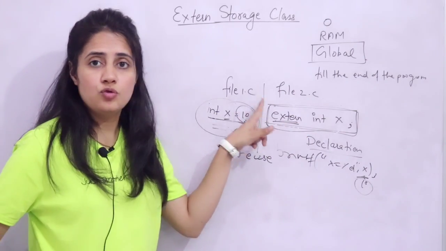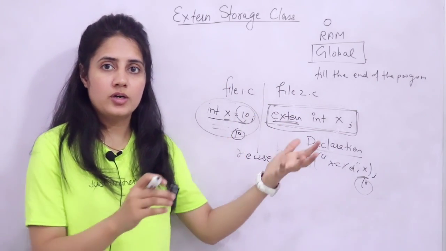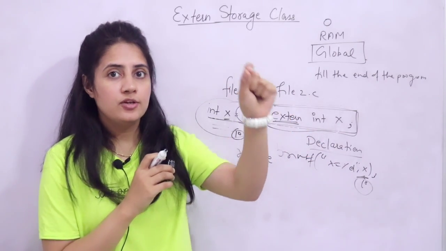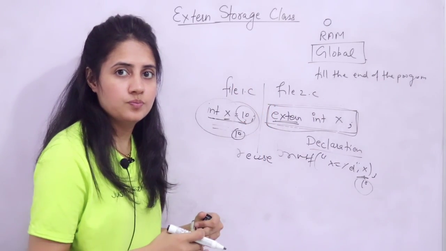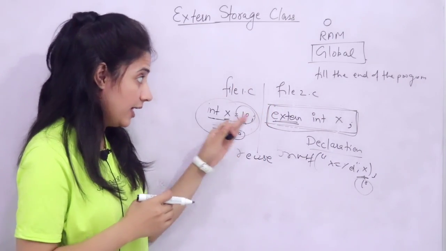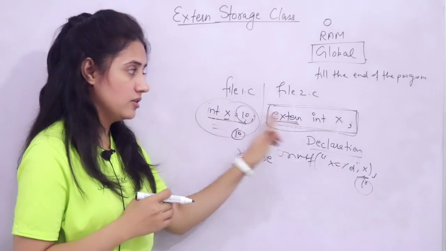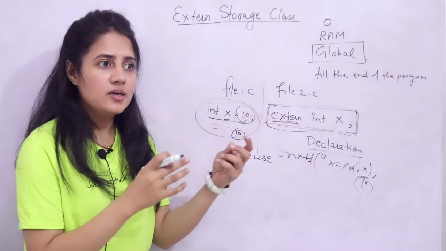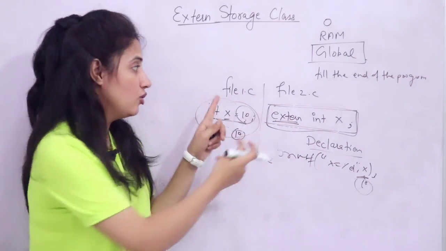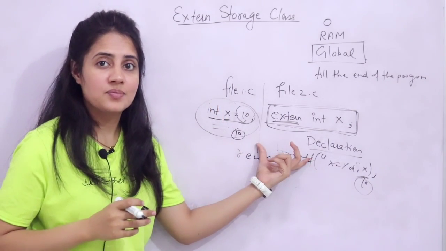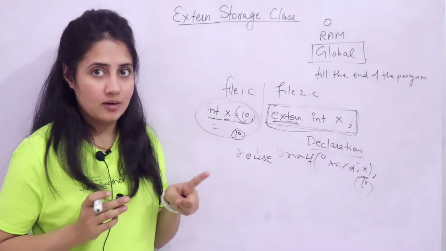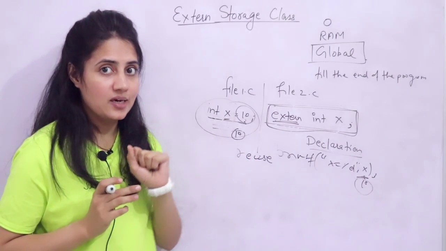Obviously these files would be under the same project. Like if you are working in Code::Blocks, you will create a project, and under that project you will create file 1 and file 2, and only then can you access this. So this is a type of linking of two files. With the help of the extern keyword we are linking two files. That would be done with the help of the linker, not the compiler, right?